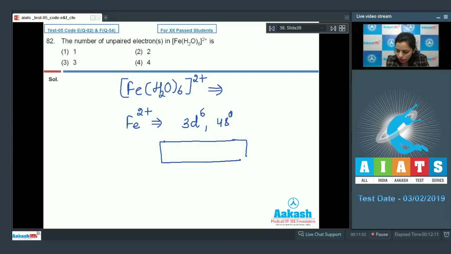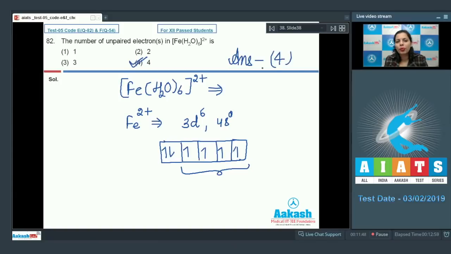It means this can be represented as 6 electrons, 1, 2, 3, 4, 5 and 6. Now these are unpaired electrons, and further it will result in the formation of an outer spin complex. It means in this case the total number of unpaired electrons would be 4, and on the basis of this the correct answer is option 4.